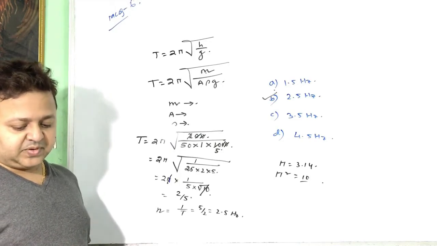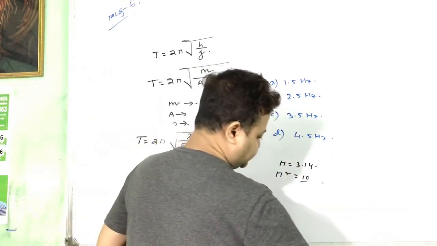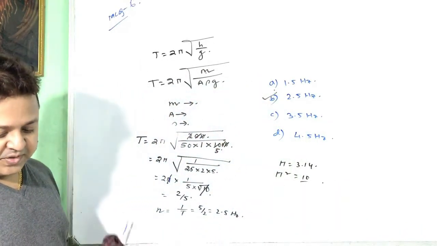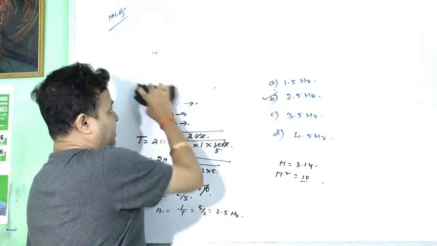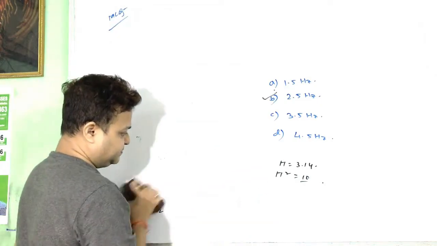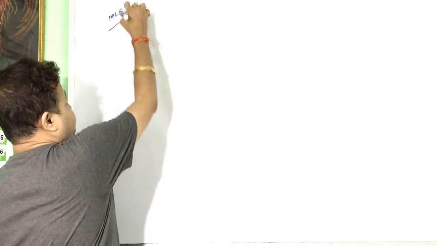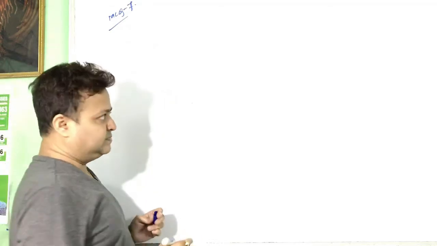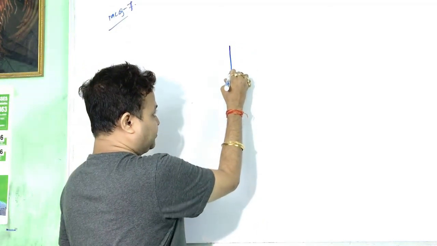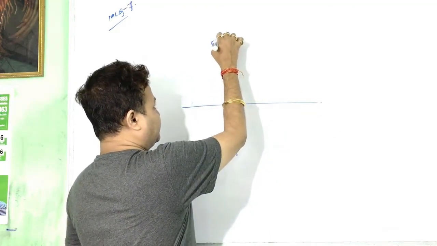Next, a body of mass 0.01 kg executes SHM about x equal to 0 under the influence of a force shown in the figure.